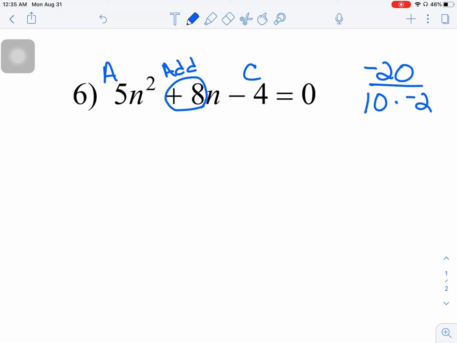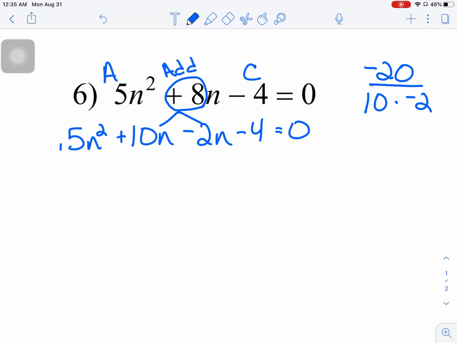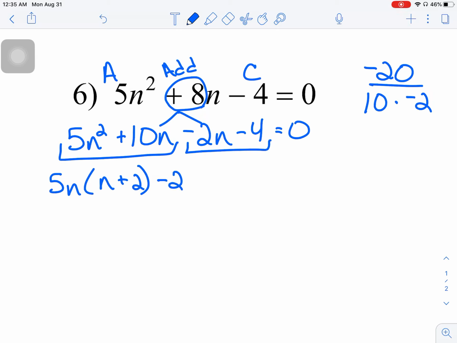Okay. So leave your first term alone. Split your middle term using the two values you just found. Okay, so there's a split. Group the first two. Look for a GCF. Group the second two. In this case, they're both negative, so I'm going to pull out a negative and write down what's left over.